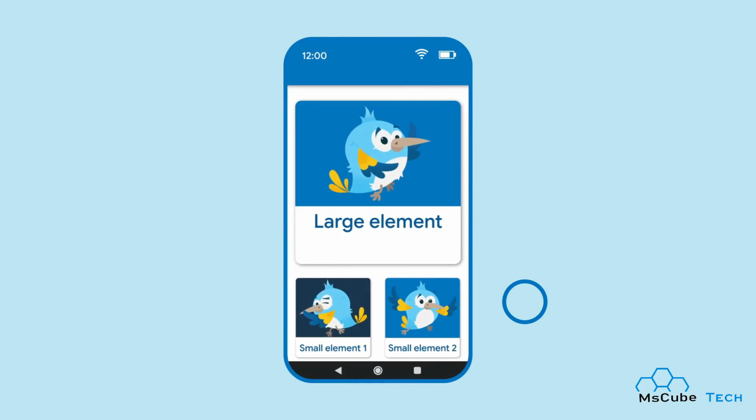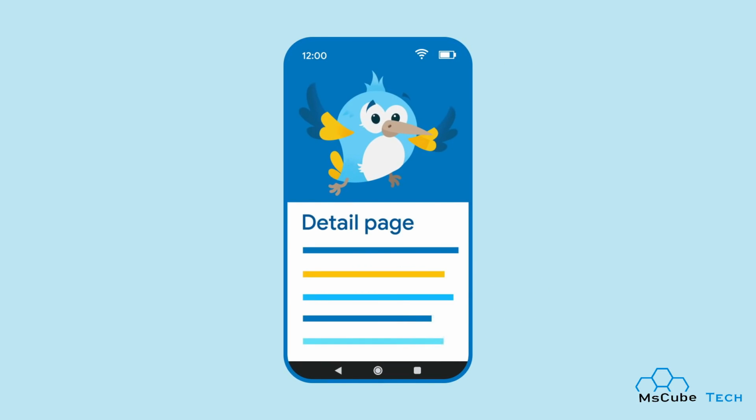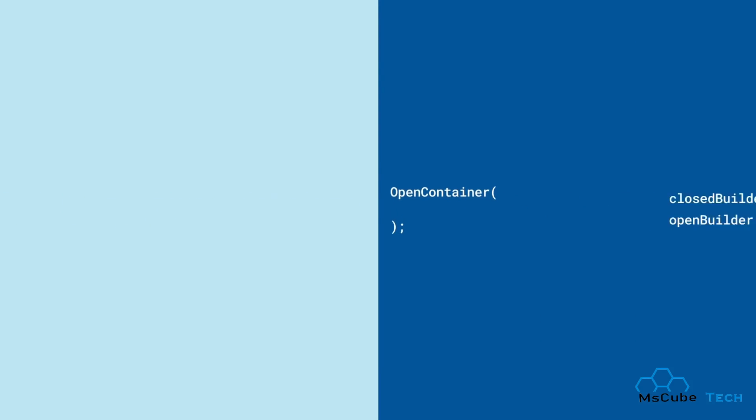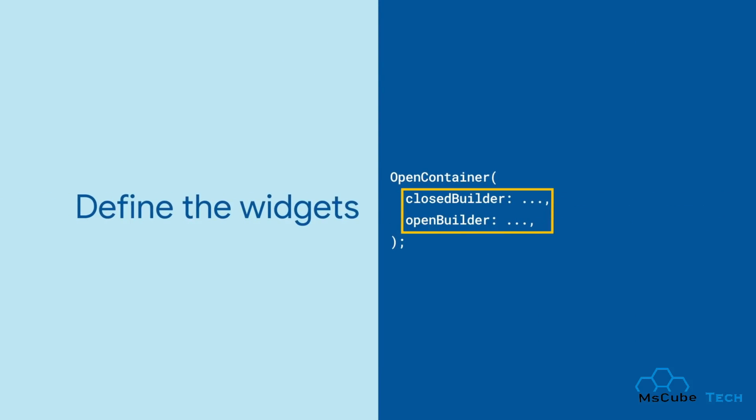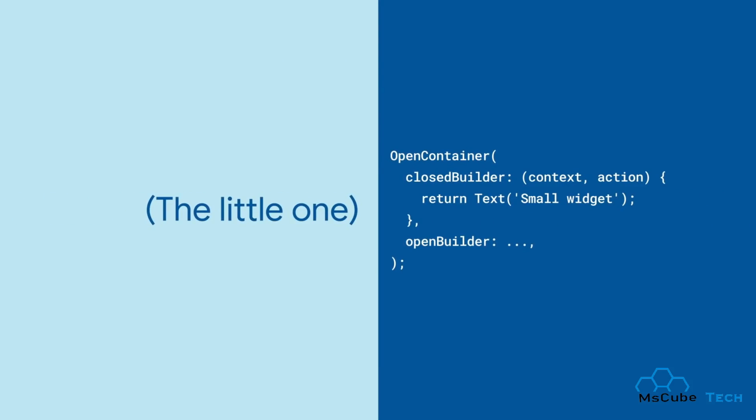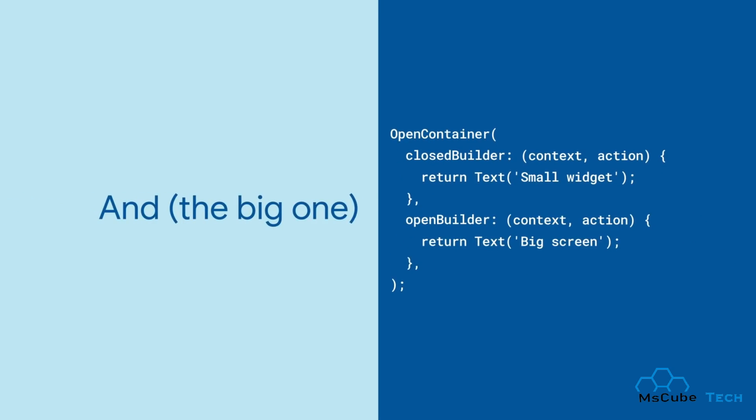For example, say you want to transition from a small element on a screen to a detail page. You can use OpenContainer, give it builders and return the closed and open widgets. The closed widget is what this looks like before it's tapped to open up. It can be a card or a button or a piece of text, any widget. The open widget is what the small widget will expand to. Once again, it can be any widget.